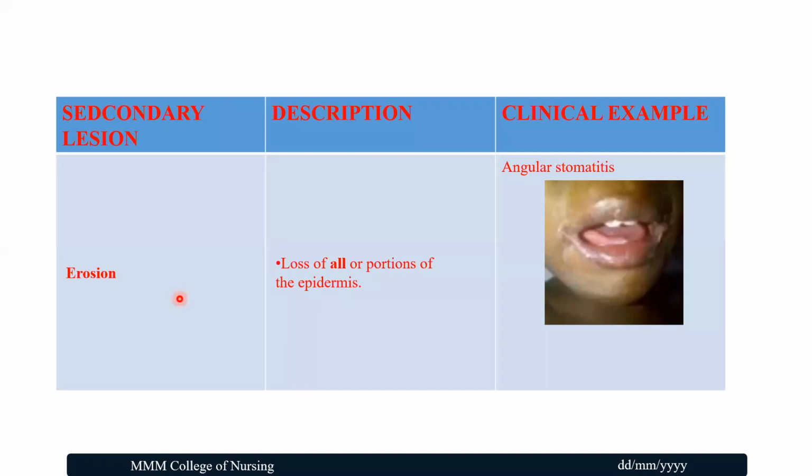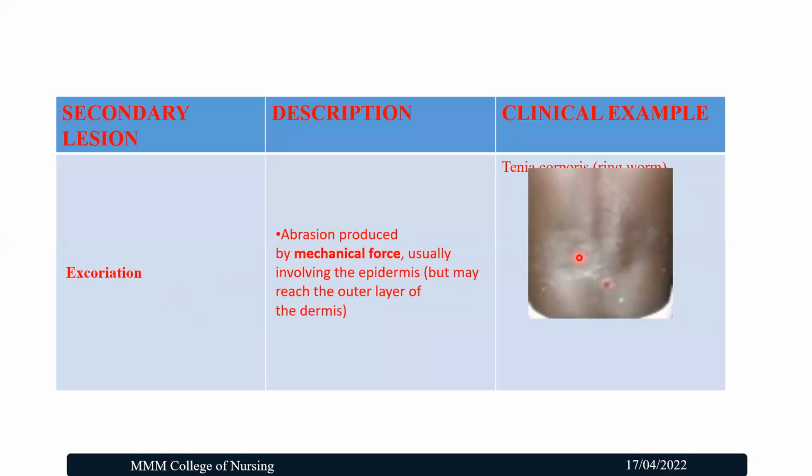Next is erosion. Erosion is nothing but loss of all or portions of the epidermis. For example, you could see that in angular stomatitis. This is the example of angular stomatitis.